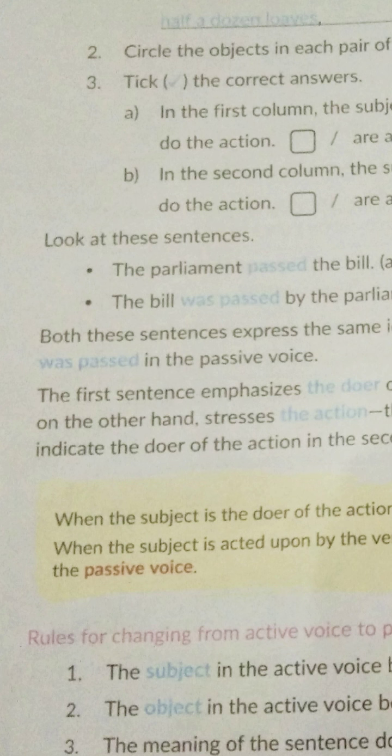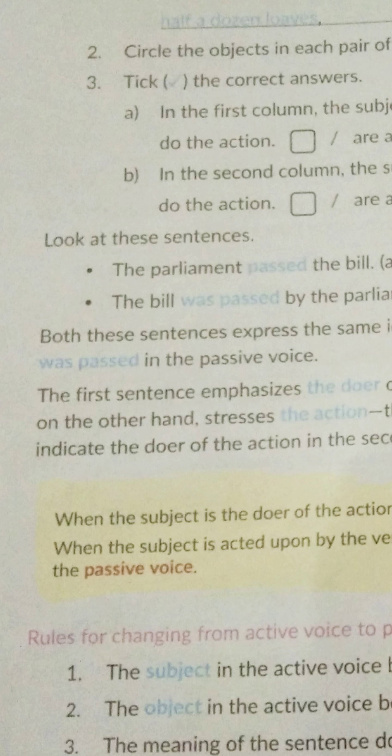The first sentence emphasizes the doer or the subject, that is the parliament. Here, the parliament passed means the parliament is the doer of the action. The parliament is the subject who is doing the action, so we call it an active voice. But when I say the bill was passed, the subject becomes the bill in the second sentence. But here the bill is not the doer, the bill is the recipient, the receiver of the action. Okay, something is done on the bill. The bill is not doing anything. So it becomes a passive voice.